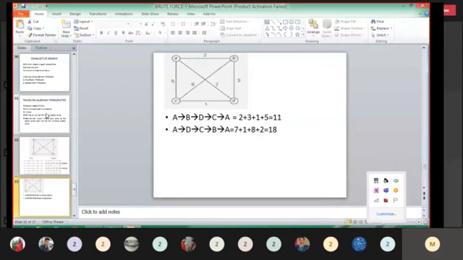Consider this example. We have four cities, A, B, C, and D, right? The vertices are called cities. The edge values are the distances between two cities. Now, the first possible path is A, B, D, C, and A. The distance from A to B is 2, B to D is 3, D to C is 1, C to A is 5. Total distance traveled is 11.